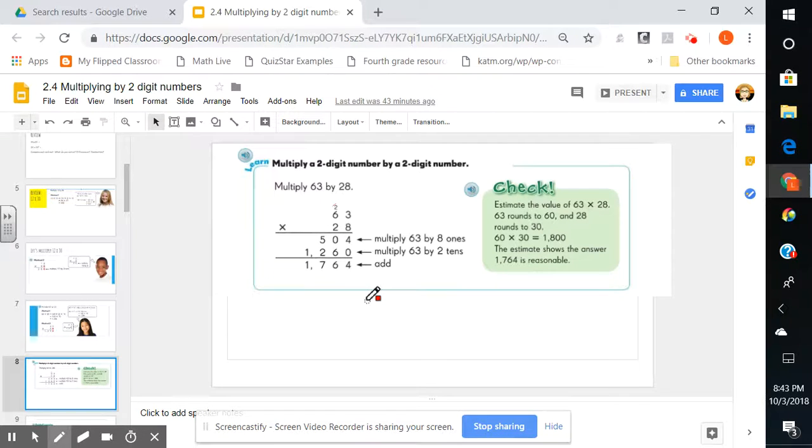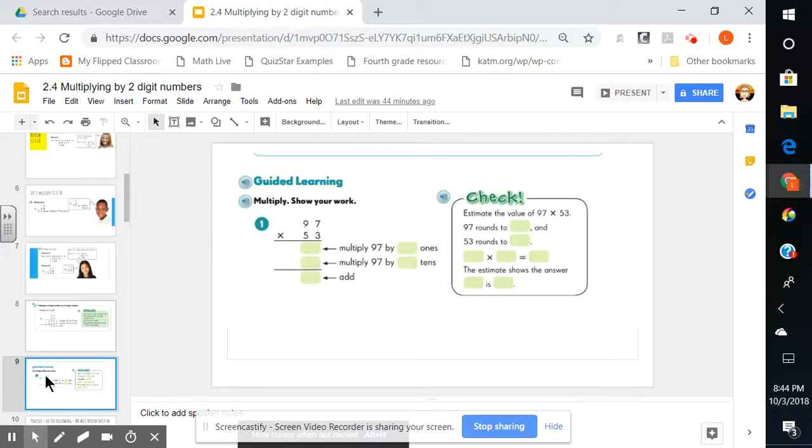And so our estimate shows that the answer 1,764 is reasonable. The reason we must know it is reasonable, or it makes sense, is because let's say we multiplied and we did something wrong and we got 175, or we got 1,064, we did something wrong. We will do our check by estimating to see if we are close enough. And if we were to round our actual answer, it would round to 1,800.